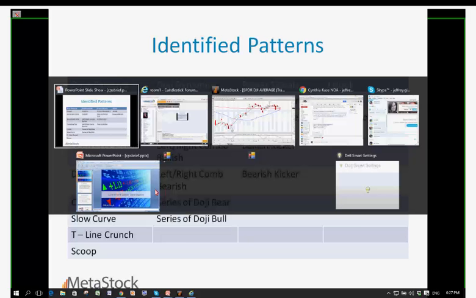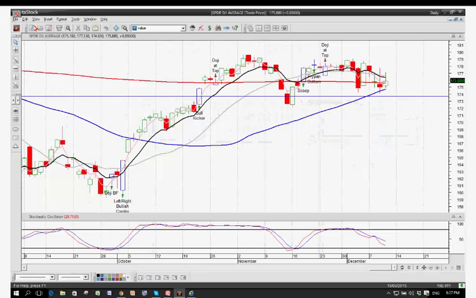I'm actually going to show you right here. This is the Dow Industrial Average, the DIA. This is an instrument I like to trade. And actually some of these trades I've taken, so we'll take a look at them. I'll kind of walk you through them.